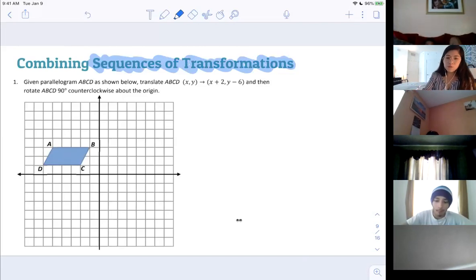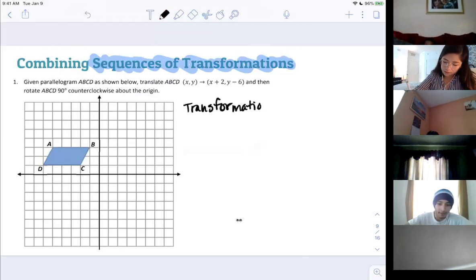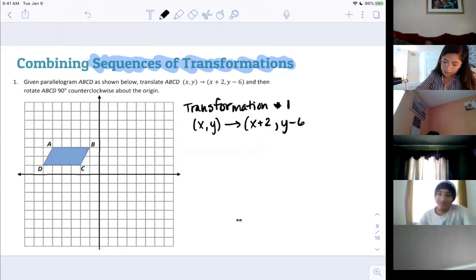Perfect. So we're going to do 2 transformations. The first one is a translation. The second one is a rotation. So we're going to write down the first one. We're going to write down just what they showed us, right? They said x comma y becomes x plus 2 comma y minus 6.